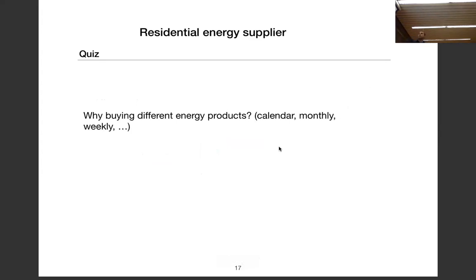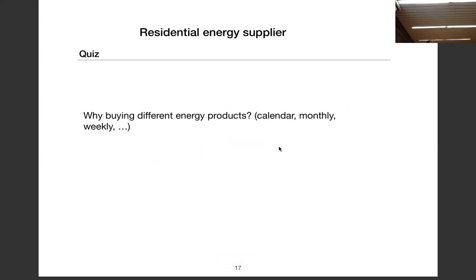Do you have any idea, if I am an energy retailer and I want to buy energy on the market, why I would like to buy different kinds of energy products? Do you have any idea why? Yes. Well, simply because the consumption will not be constant during the whole year, not during the whole month. Yes, obviously it is just that, because almost everybody has a variable consumption.